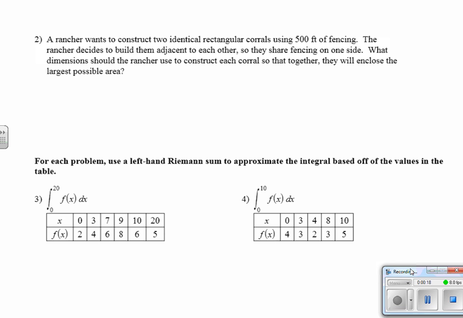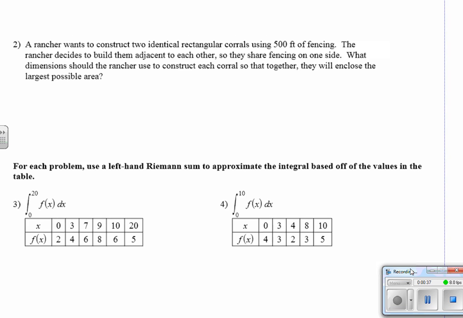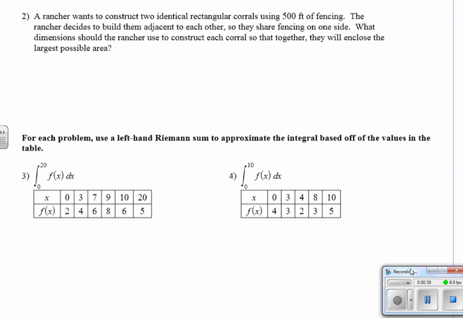So a rancher wants to construct 2 identical rectangular corrals using 500 feet of fencing. The rancher decides to make them adjacent to each other so they share fencing on one side. What dimensions should the rancher use to construct each corral so that together they will enclose the largest possible area? That is a big statement right there.